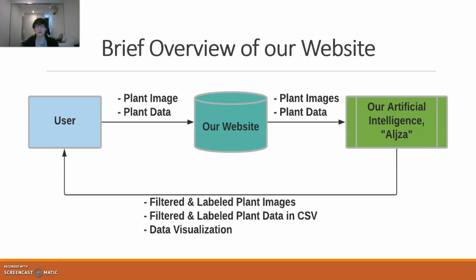Before I start talking about our AI, I would talk about how our overall website operates. First, it operates as some sort of a gamified Wikipedia for plants, in which users can upload plant images as well as their plant data to our website. They will receive points, and our website would then send the data to our artificial intelligence. Our artificial intelligence would then combine and pull all the data that has been accumulated on our website, filter the data, label it, and also provide the users with data visualizations.